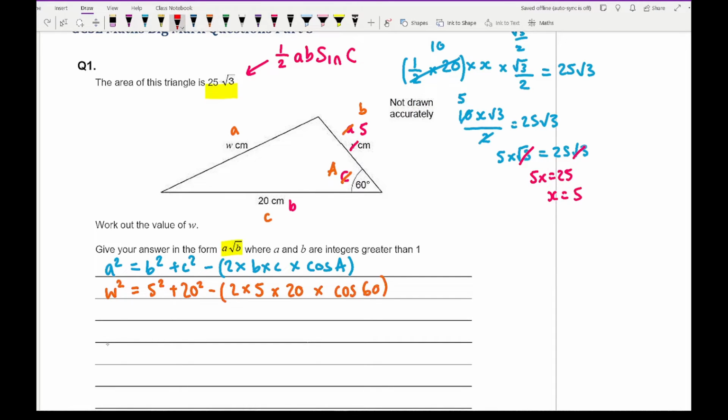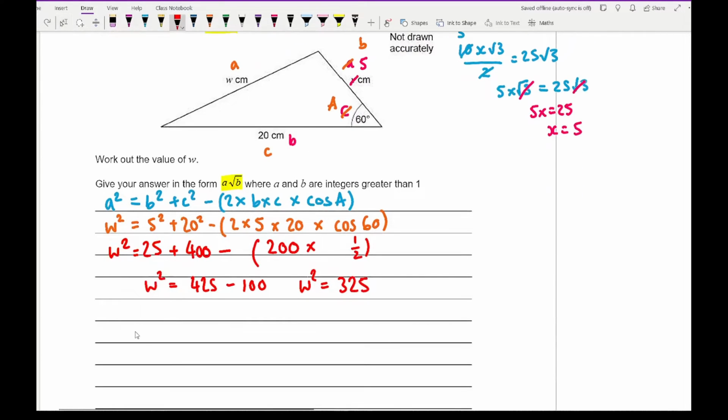Now, again, going back to the exact values of trig, cos 60 is a half. 2 times 5 is 10, times 20 is 200. And then 5 squared is 25, and 20 squared is 400. And I've got w squared. So from this, w squared is going to be 425 minus, and then 200 over 2 is going to be 100. So w squared equals 325. So then from this, I can work out what w is.